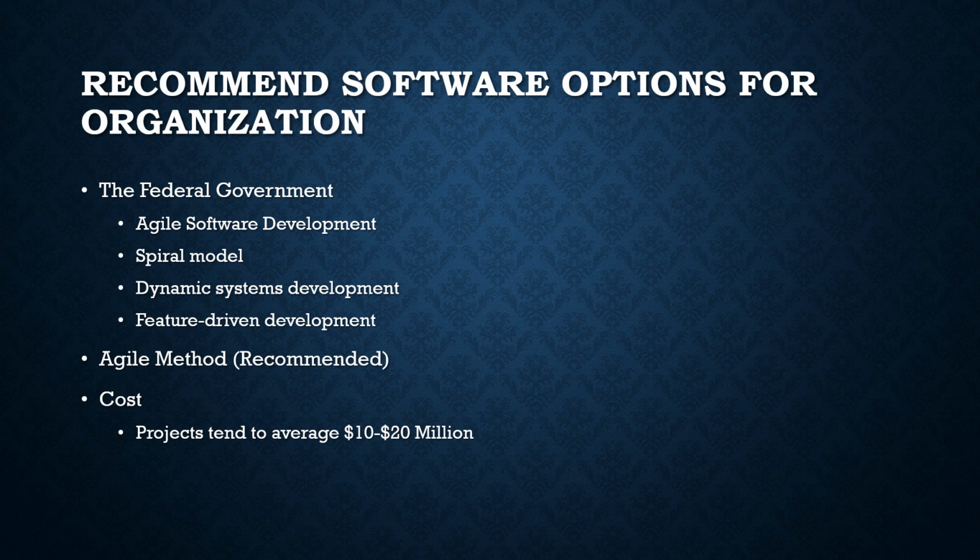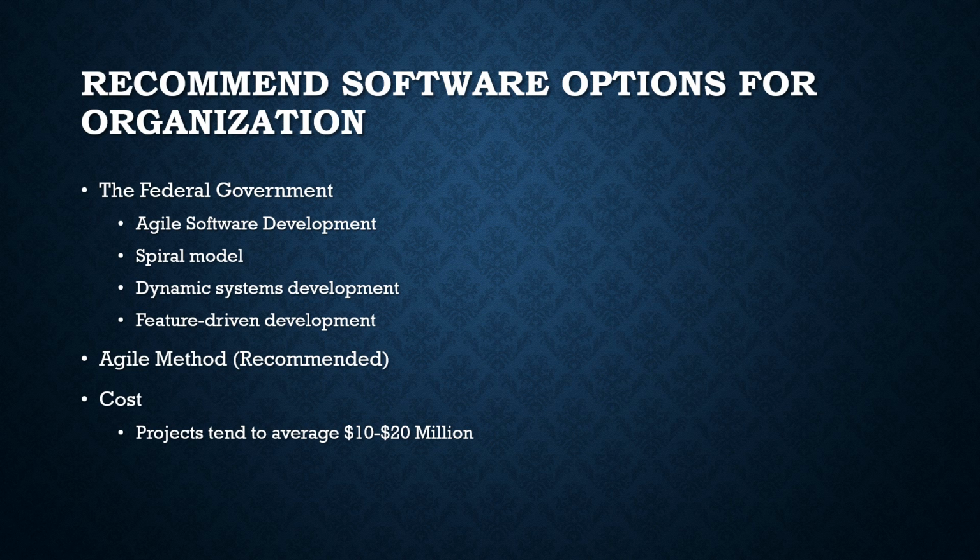Recommended software options for the organization. As it pertains to the federal government, we have narrowed it down to four models: agile software development, spiral model, dynamic system development, and feature-driven development. And we believe, after going through the pros and cons and the system assurance concerns that we may have on each of these, that the agile method would be the best method to implement into the system.